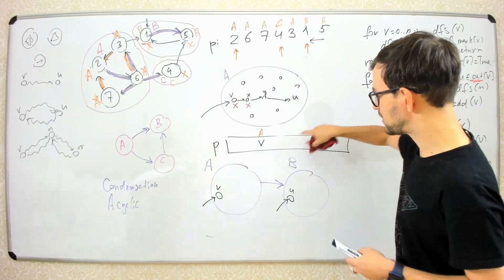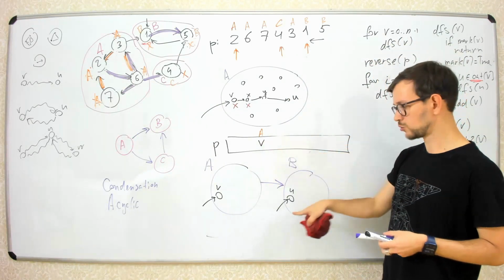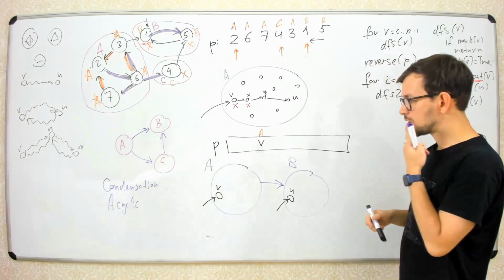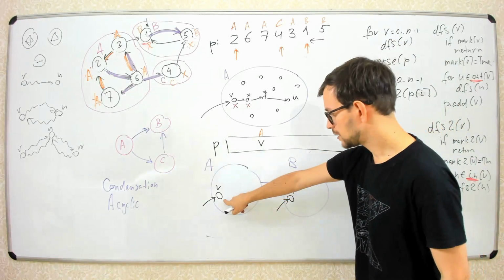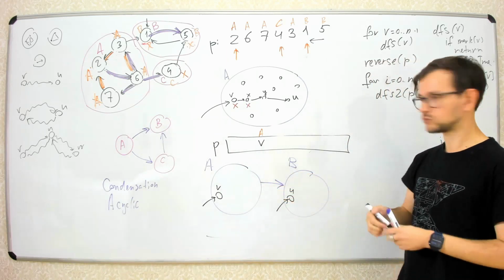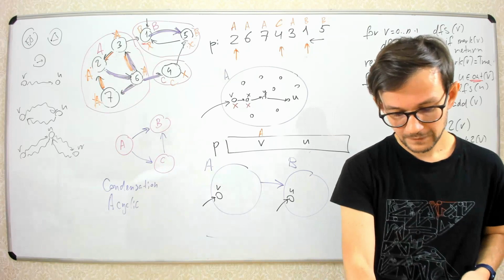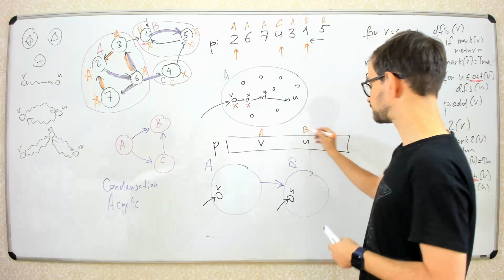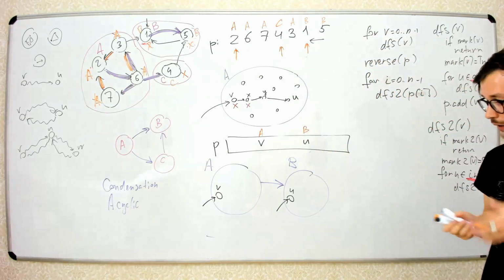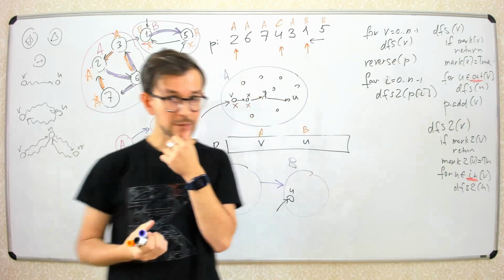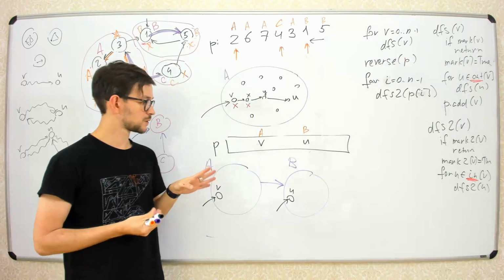In this array P, we have node V somewhere and node U somewhere. The observation is that node V is always to the left of node U. So we have node V here and node U somewhere here, and it belongs to component B. Again, the situation is always like this.